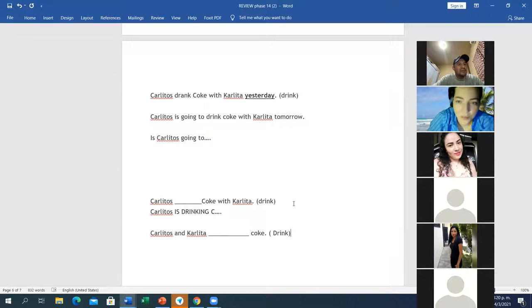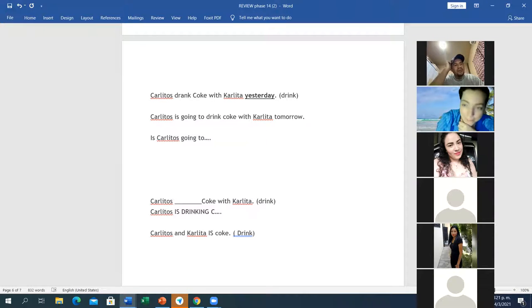Are. Porque are. There's to be. Because we have two persons. Two persons. Carlitos and Carlita. One, two. ¿Qué están haciendo? They are. No. It can be, no puede ser, is. ¿Por qué no puede ser is?